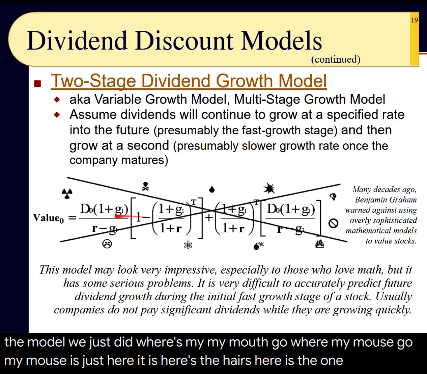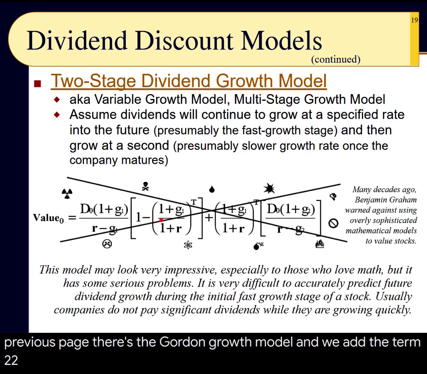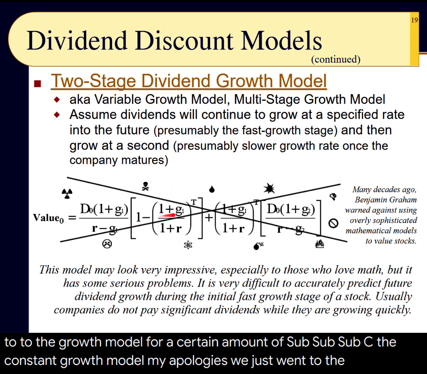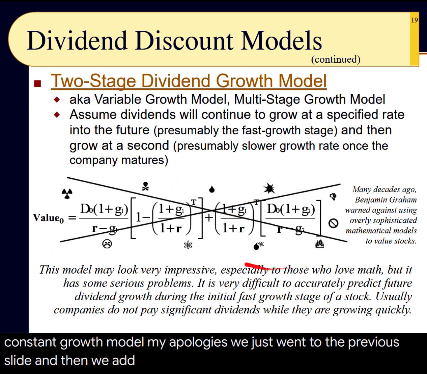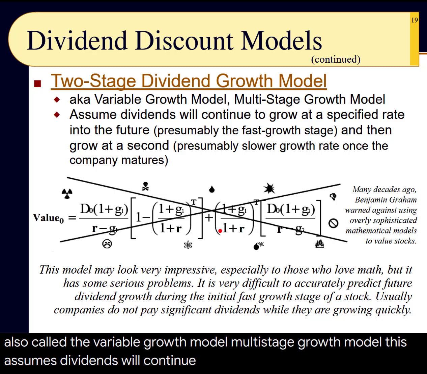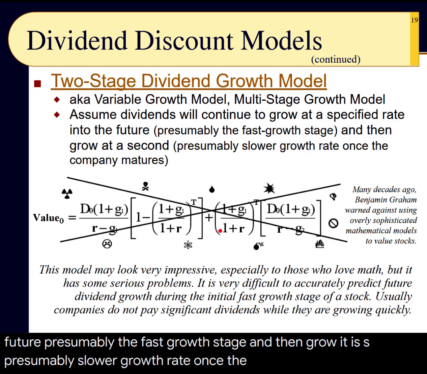Here was the one on the previous page. There's the Gordon growth model, the constant growth model, my apologies. We just went to the previous slide, and then we add this puppy right here to create a two-stage dividend growth model, also called the variable growth model, multi-stage growth model. This assumes dividends will continue to grow at a specified rate into the future, presumably the fast growth stage, and then grow at a second, presumably slower growth rate once the company matures.